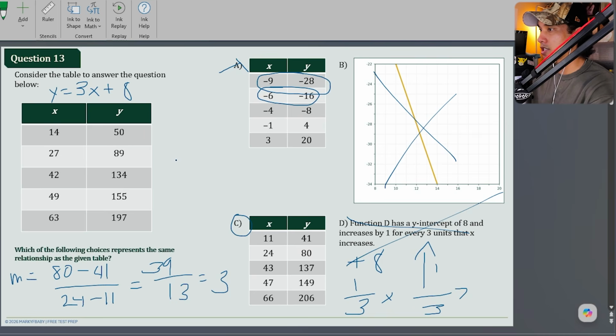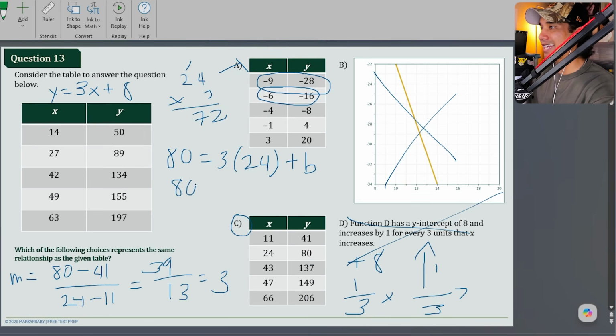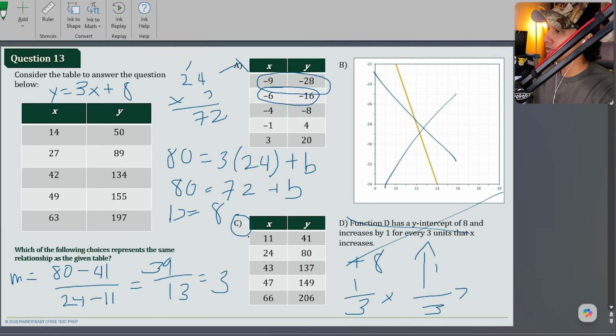Further confirmation. 80 equals 3 times 24 plus b. Okay, I can't do that like that, I have to do it over here. Sometimes it just be like that. 80 equals 72 plus b. Doing mental math, 72 plus what equals 80? That equals 8. b equals 8, giving us full confirmation that C is the correct answer choice. And then we can move on.